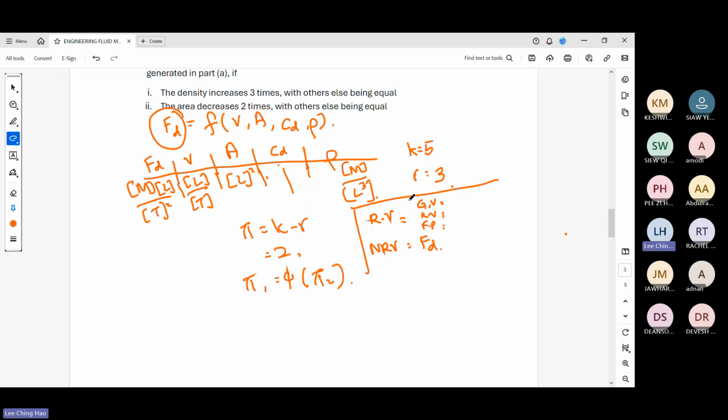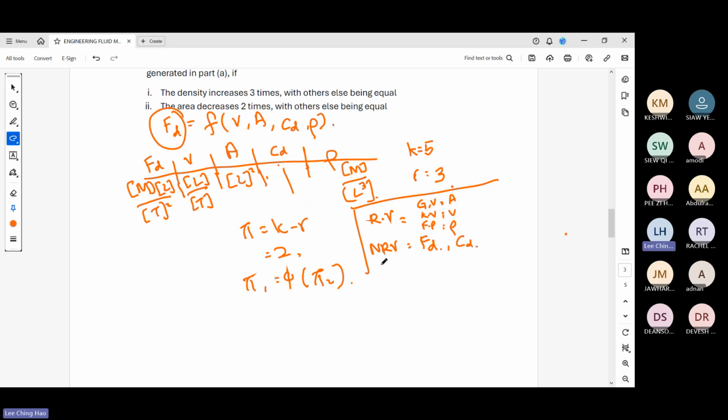Right? So first of all, geometry, area. Kinematic is something that is moving. Because it moves, the higher the value, the faster it is. For example, velocity. And the last one, properties, is density. Then the unused variables will automatically become your non-repeating variables.